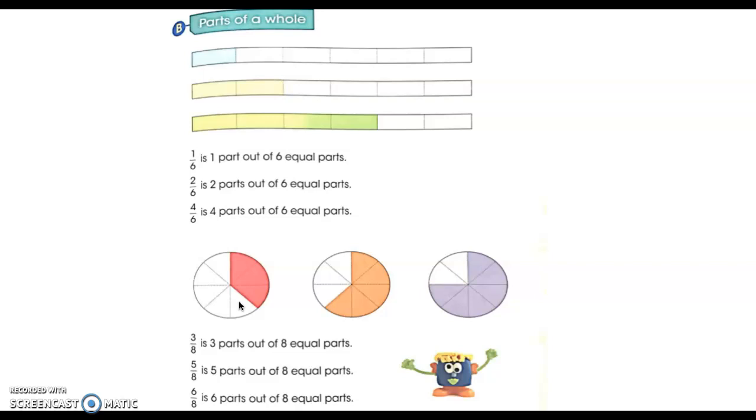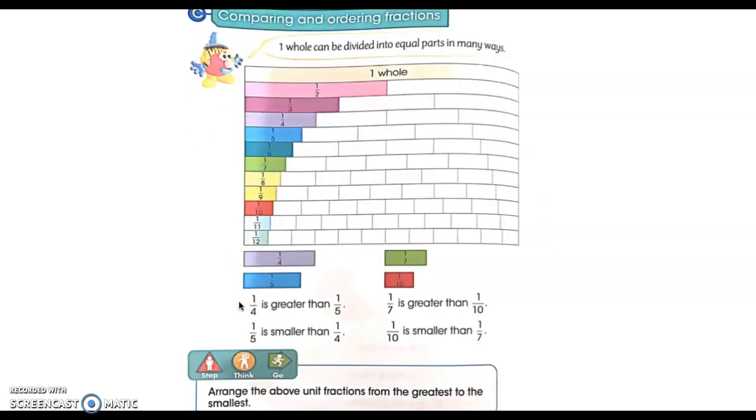thing. Sometimes strips, sometimes circles, sometimes can be other thing. The important thing here that you have to remember is the whole part is divided into equal parts, and we are taking certain amount of equal parts. Sometimes 1 part, sometimes 2 parts, and then we are writing the fraction accordingly. Now the other part that we have in this topic, fraction, is comparing and ordering fraction.